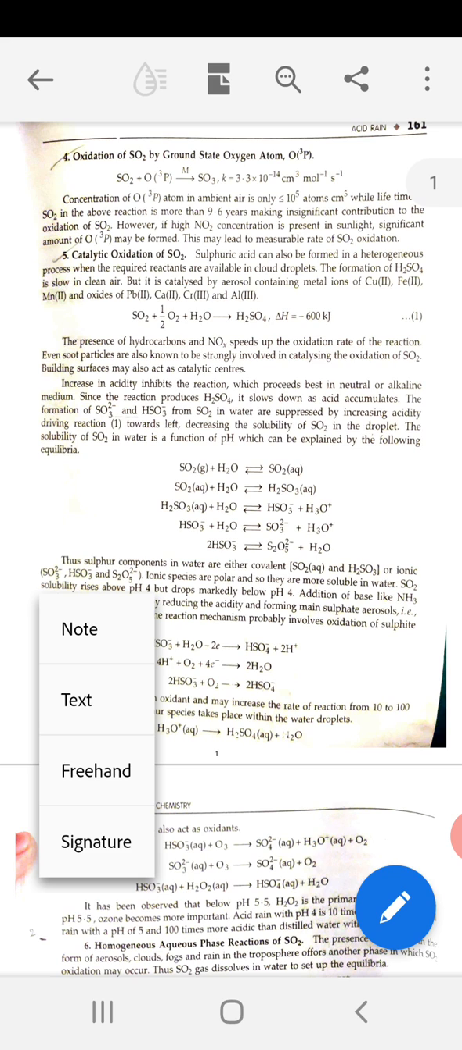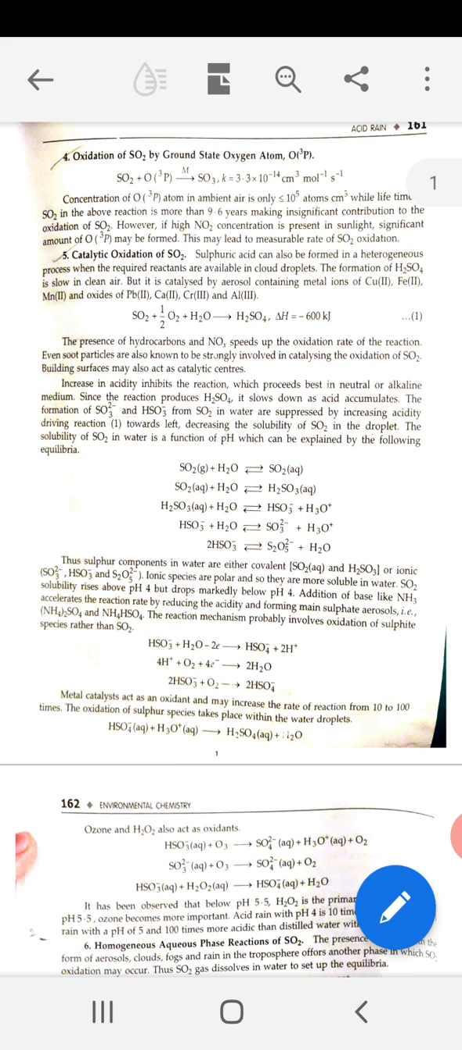In that process we have studied, firstly, the formation of nitric acid, and then the methods of formation of sulfuric acid. In the formation of sulfuric acid we have studied three methods. Now two methods are remaining, which we will start today.